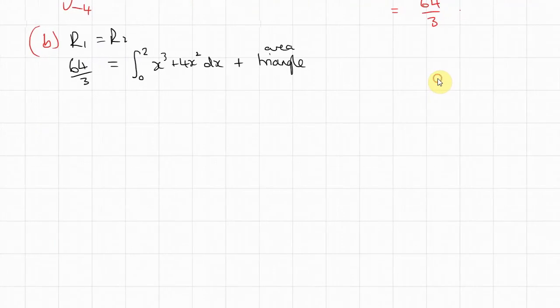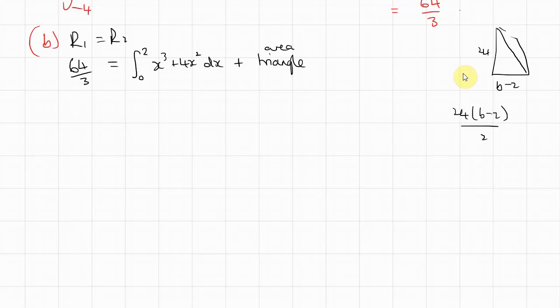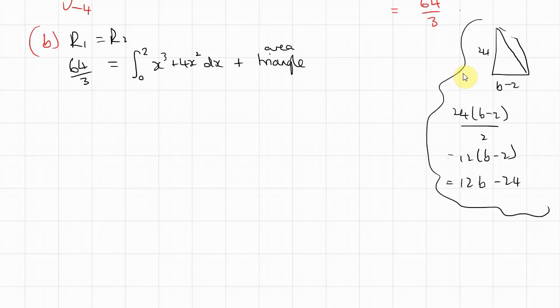So let's go ahead with this. I'm just going to redraw my triangle again, because I think it's going to be helpful. So b minus 2, 24. The area of this triangle is going to be 24 lots of b minus 2 over 2, so 12 lots of b minus 2, so 12b minus 24. Just going to keep that as an aside. I can chuck that straight in when I need to.